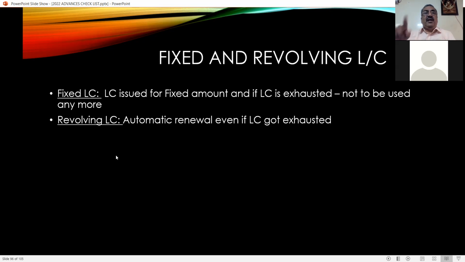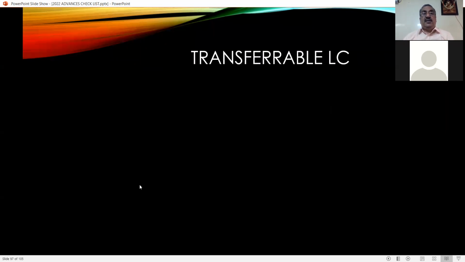And the next one is revolving LC, with automatic renewal. Suppose the LC is for a period of 1 year and for 10 lakhs, and the limit has expired and every contract is fulfilled, it is renewed again, just like a cash credit account. So automatic renewal will be there in the revolving LC.